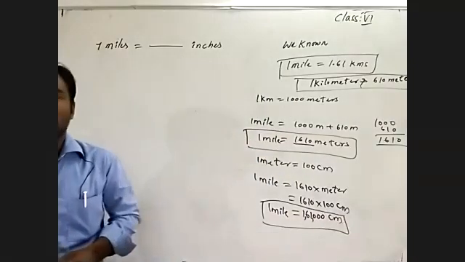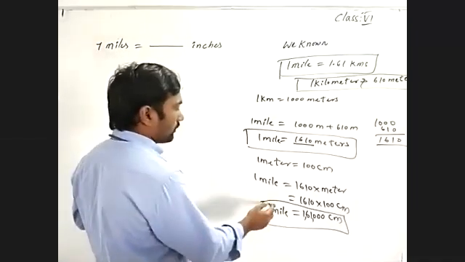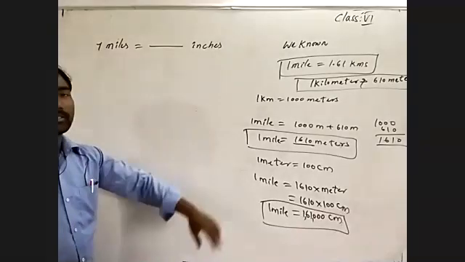1 mile is equal to 1,61,000 centimeters. Do you understand? See that? 1 mile is equal to 1,61,000 centimeters. Why do I want to convert like this?